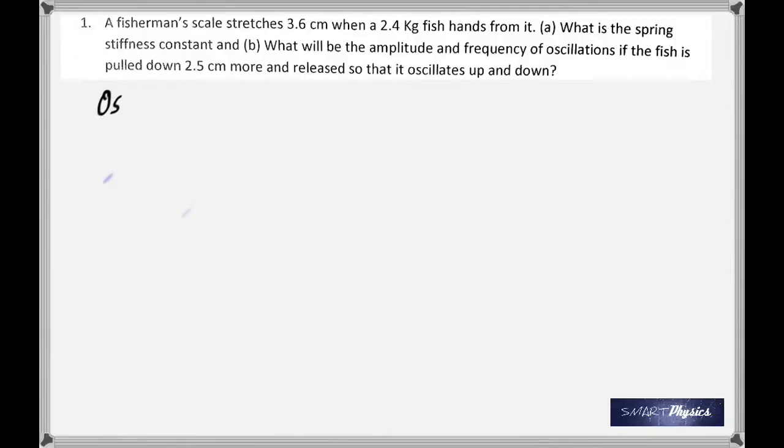Okay, the first thing is the spring stretches 3.6 centimeters. That is delta x. And when 2.4 kilograms is hung from it, the force created by 2.4 kilograms is 2.4 multiplied by 9.8. So you have both the force and the extension, and you can find the spring stiffness constant K.